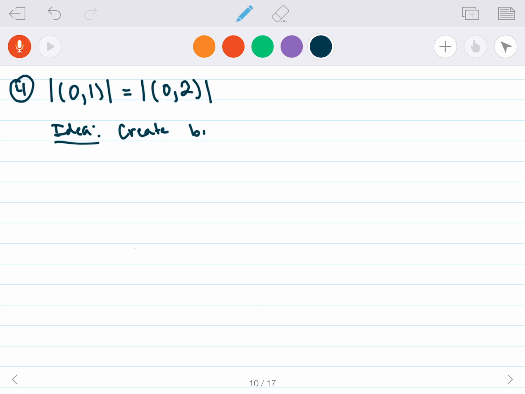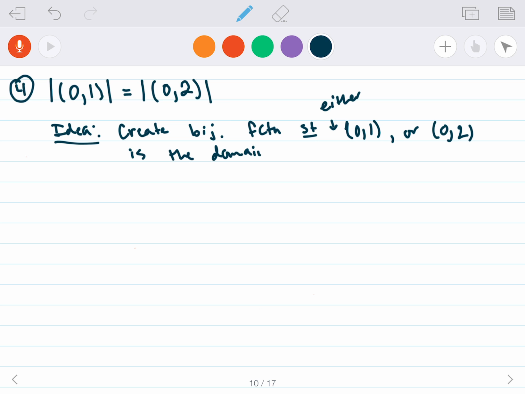When you're trying to prove that these two intervals have the same cardinality, create a bijective function such that either (0,1) or (0,2) is the domain, while the other is the range.